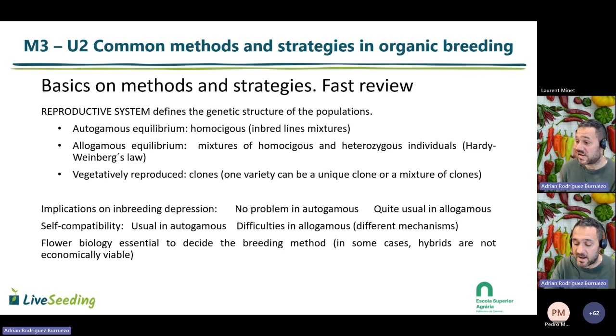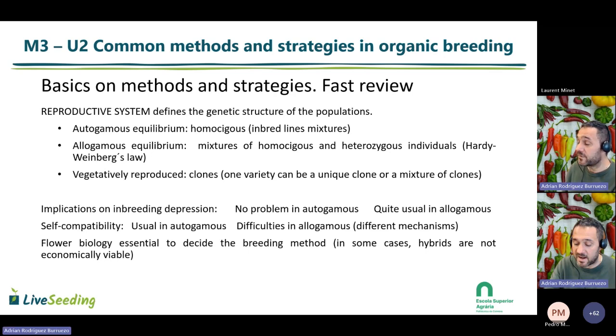Self-compatibility is usual in autogamous species. Okay, the reproductive system of autogamous species usually involves plants which have the two reproductive sexes, male and female flowers, maybe in different points of the plant, or even in the same flower. Okay, hermaphrodite flowers. That favors self-compatibility.